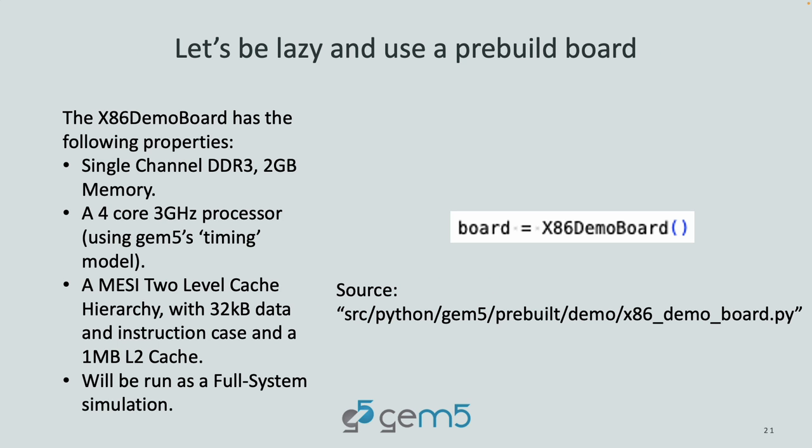Okay, we're going to be lazy and use a pre-built board. In Gem5, we have this x86 demo board. Just for anyone who's interested, what it simulates is single channel DDR3 of about 2 gigabytes, a 4-core 3 gigahertz processor using a timing model. I'll explain more about CPU models later. And a messy 2-level cache hierarchy, 32 kilobytes data and instruction, that should be cache, not case, and 1 megabyte L2 cache.